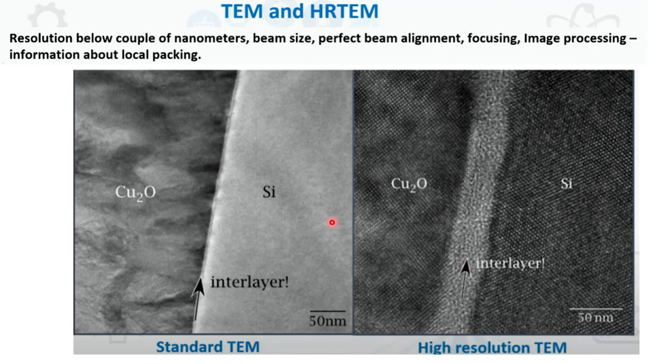So this is the difference between normal TEM and high resolution transmission electron microscope. If it is a blend of CO2 and silicon, you see here you can clearly visualize the interlayer of these two compositions, but here it is much more blurred. And why? What is the difference? Here the incident electron beam is much more precise compared with your normal TEM. That's why you are getting that much brighter image.